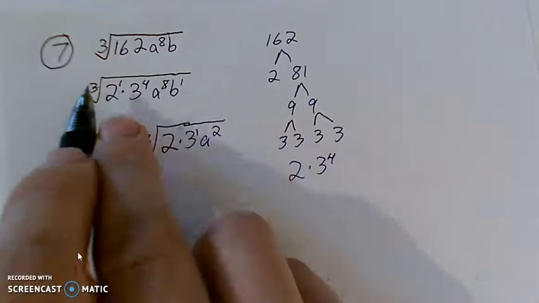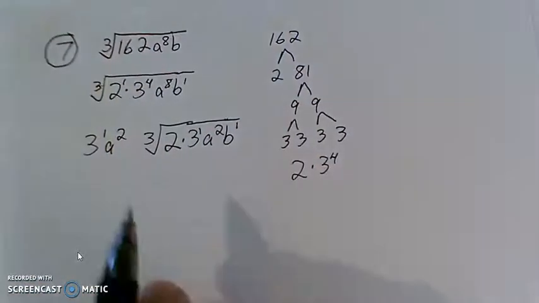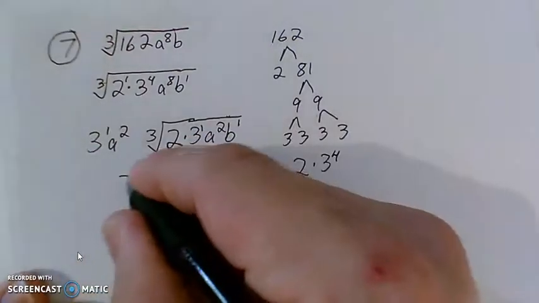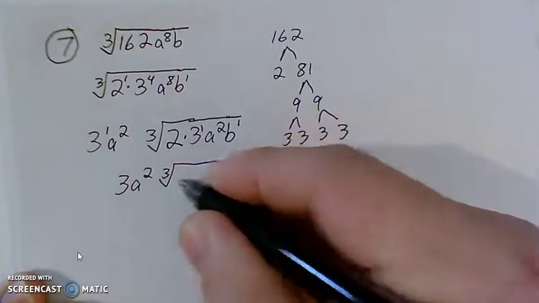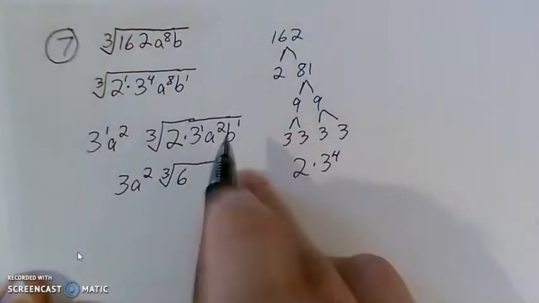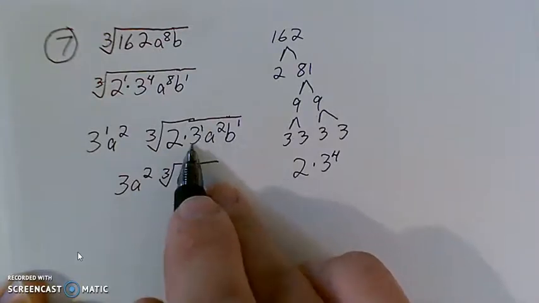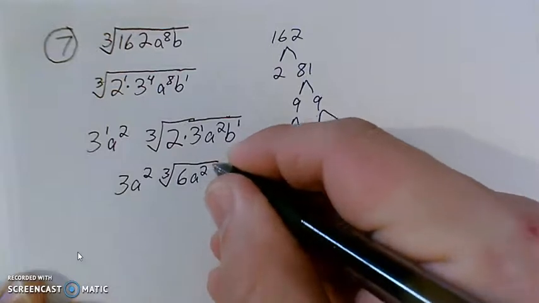And b to the 1st, 1 divided by 3 is not going to divide, so it's just going to remain inside here. So as my final answer, I have 3a squared times the cube root of, go ahead and make this 2 times 3 is 6, inside here. If ever there's an exponent other than 1, you would want to apply that exponent first, then multiply. A squared b to the first.